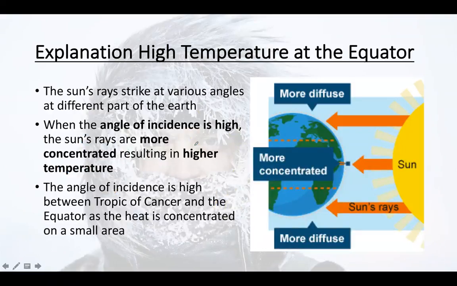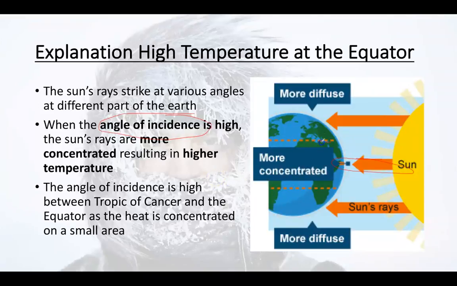This is the reason why. At the equator itself, the sun is striking at a very high angle of incidence. What does angle of incidence mean? It means how the sunlight actually hits the Earth. The higher the angle of incidence, the more concentrated the sun rays are, and this results in a higher temperature. So it is much hotter consistently all year round in between the Tropic of Cancer and the equator.